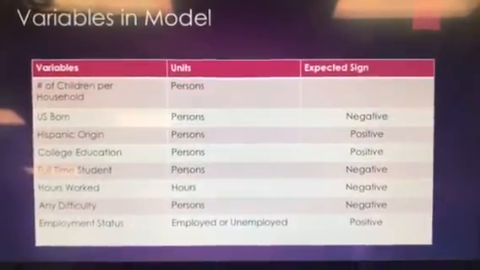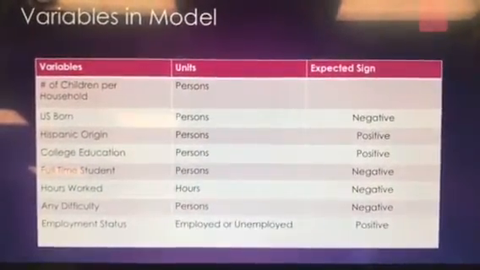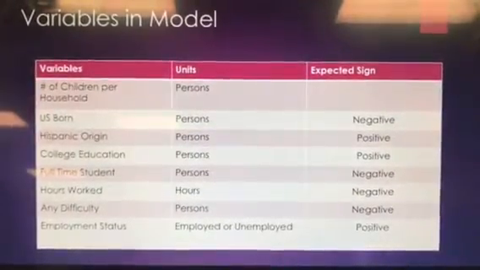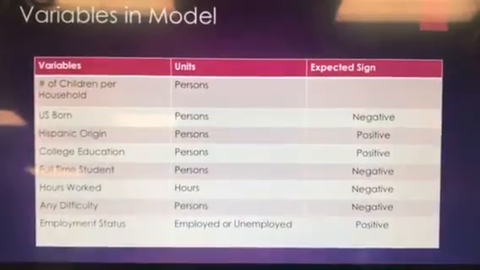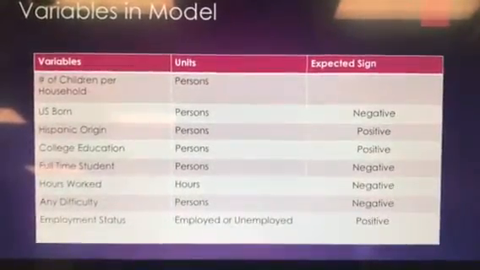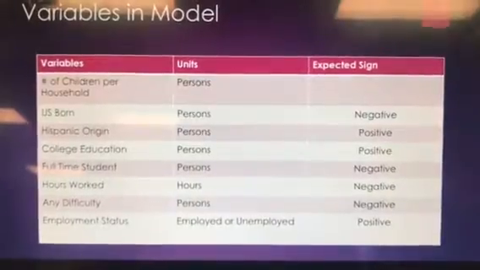For our second variable of Hispanic origin, the units were persons, which means for every one person of Hispanic origin increase, there would be an increase in children per household because there's a positive expected sign.